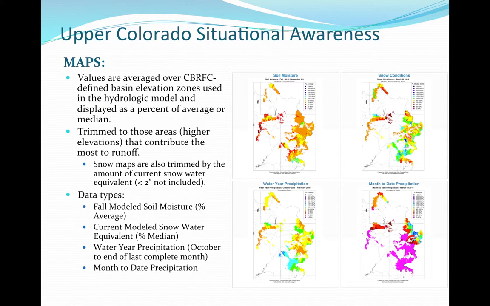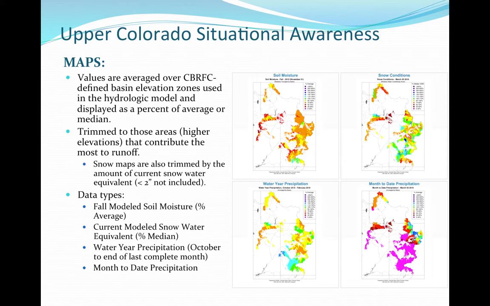So just to summarize, we've got a lot of maps on this page. You can see soil moisture conditions as represented in our model, snow conditions also as represented in our model, water year precipitation, and also month-to-date precipitation. This was a question that people would ask us all the time about what did the current storm do to the month's precipitation amount? How far are we in the month towards reaching average? Are we above average? Are we below average in the month? This is a great map to take a look at.